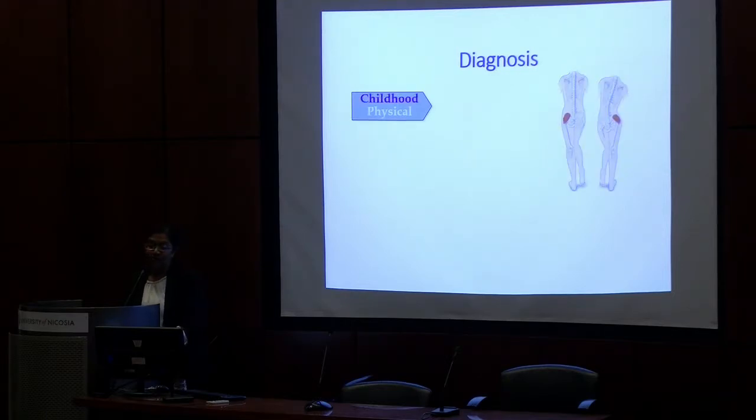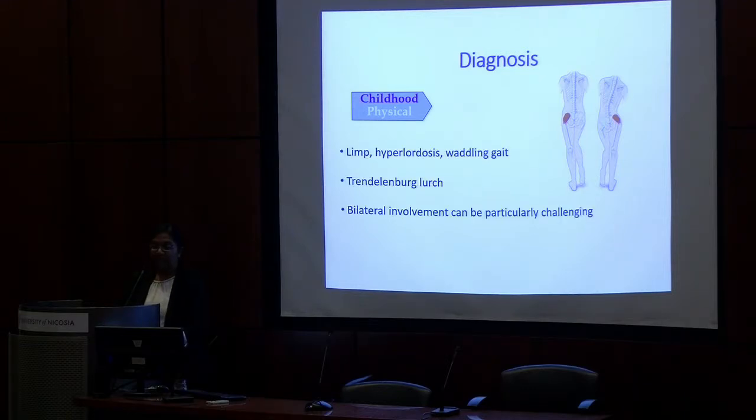In older children, the diagnosis might not be as obvious. They might have a limp, they might have hyperlordosis, they may have a waddling gait, they may have a positive Trendelenburg sign on the affected side. So in this picture, the right side is out.